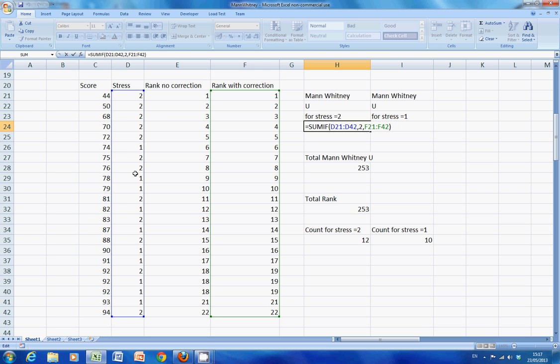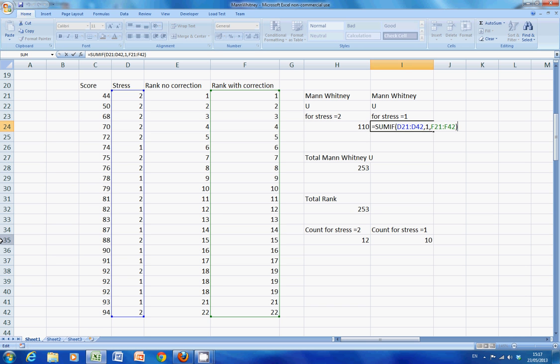There's the range. Look up that range, comma 2. So in other words, what we're doing is find 2 in that range there, D21 to D42, and then add up the corresponding values in F21 to F42. So I've done that and I get 110.